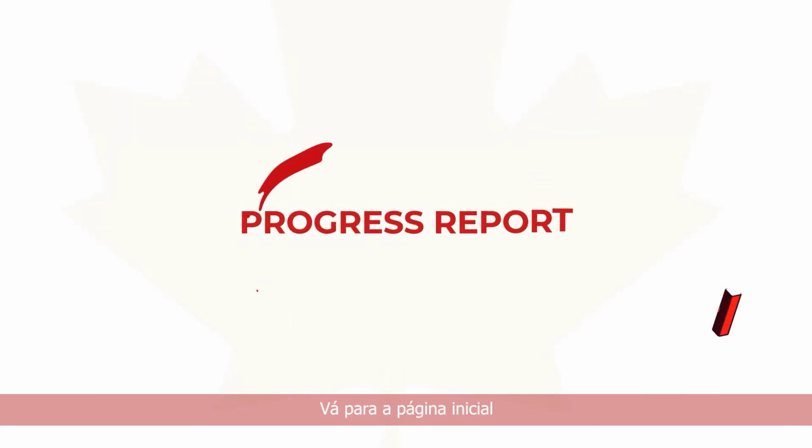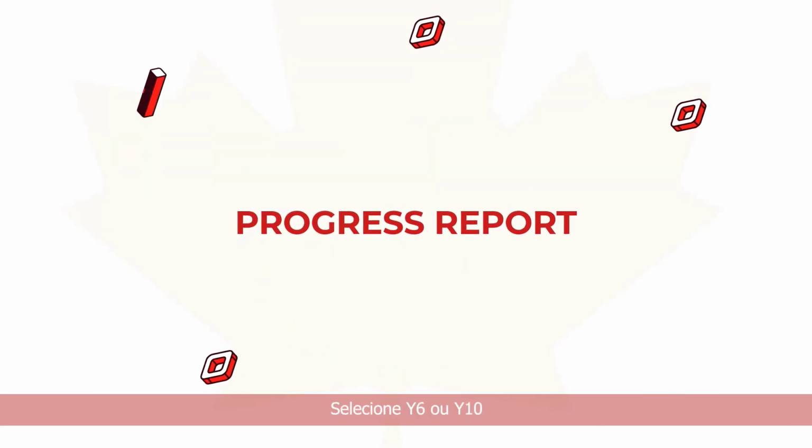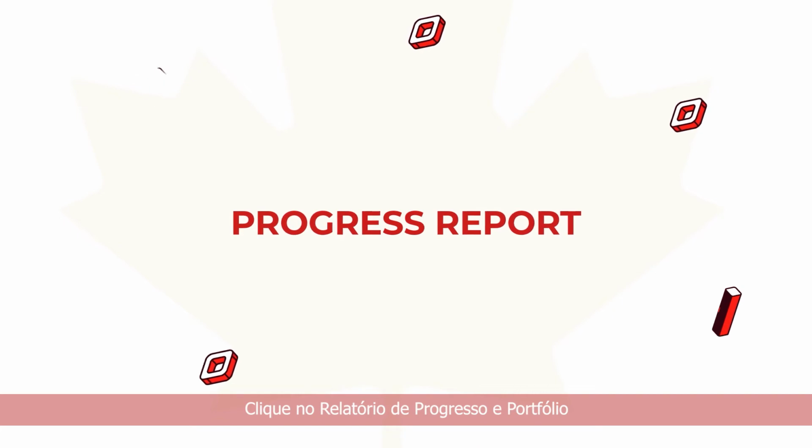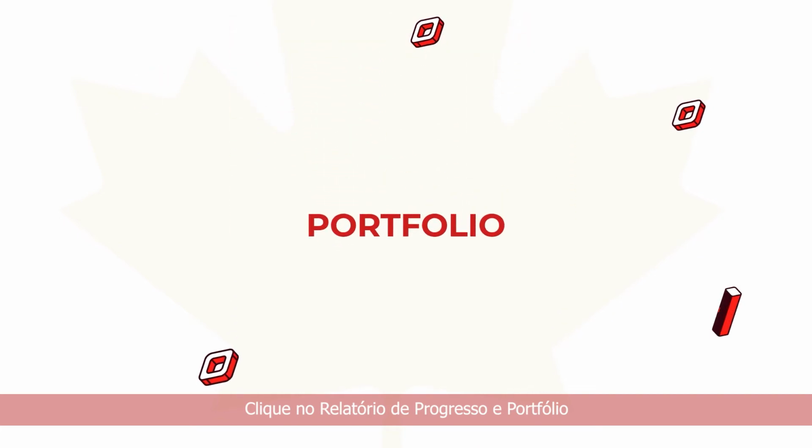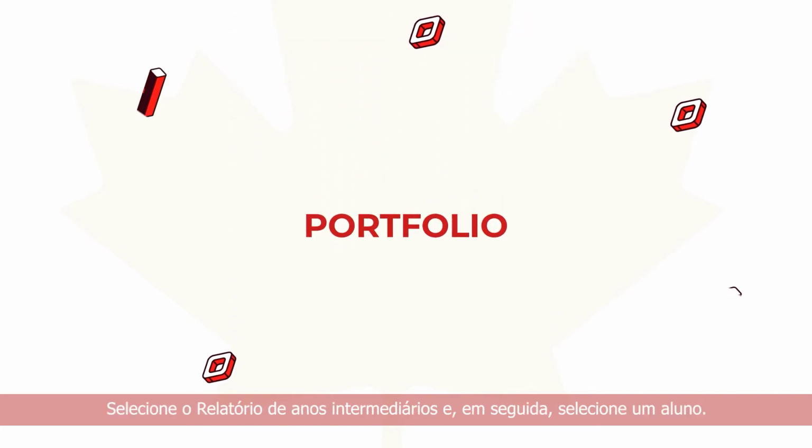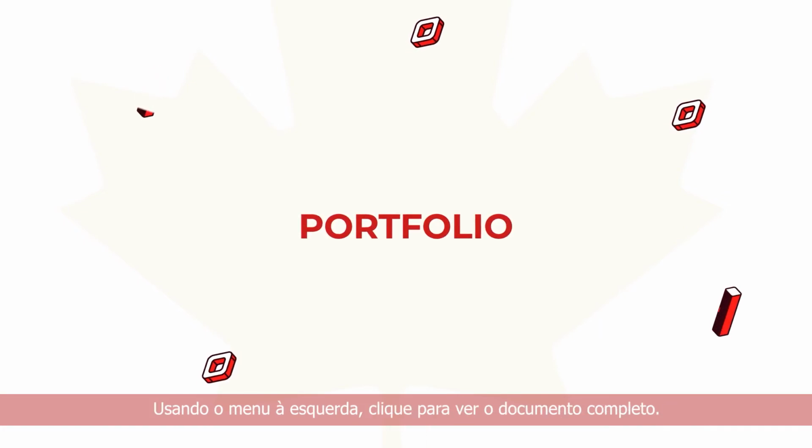Go to the home page, select Year 6 or Year 10, and click on the Progress Report and Portfolio. Select the Middle Years Report and then select a student. Using the left-hand menu, click your way through to have a look at the complete document.